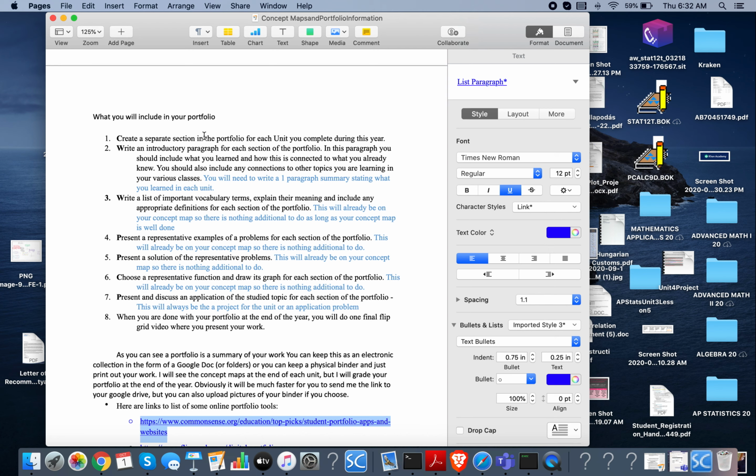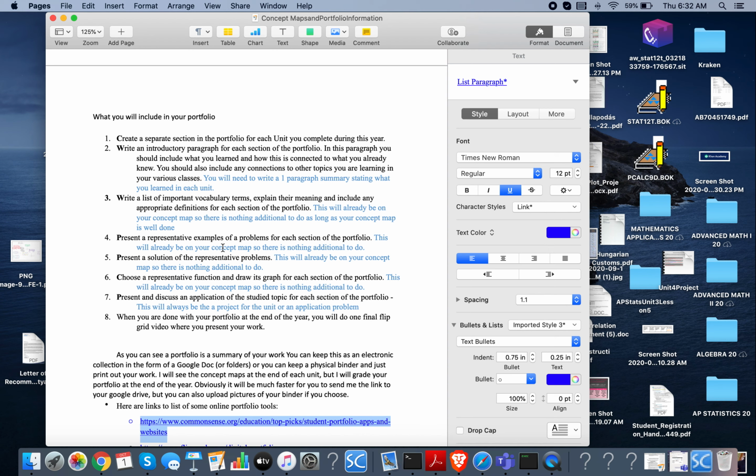So each unit, you're going to have its own section in your portfolio. You're going to need to write a paragraph that says what you've learned and how this connected to what you know, and you should include any connections to the other topics that you might be learning in other classes. Your portfolio should include the most important vocabulary terms. Most of the time this will be on your concept map if you do a good job on it. You'll have the vocabulary. If I notice you're not really hitting much of the vocabulary, then I'll let you know.